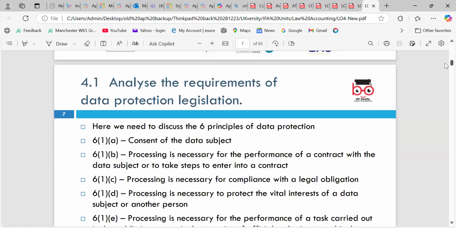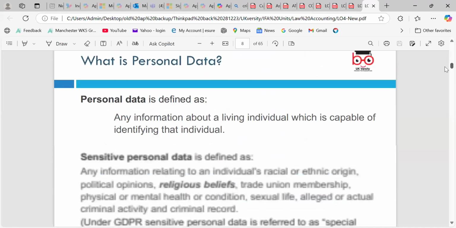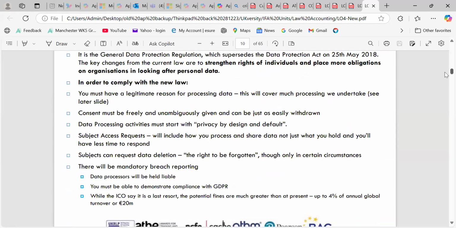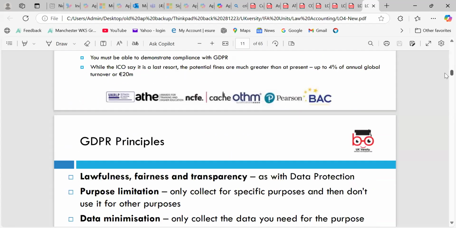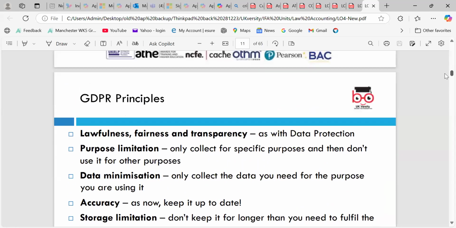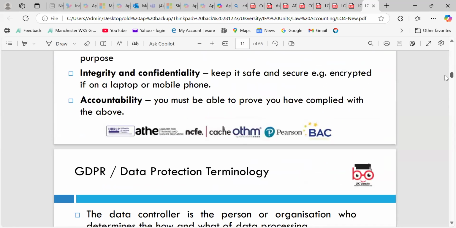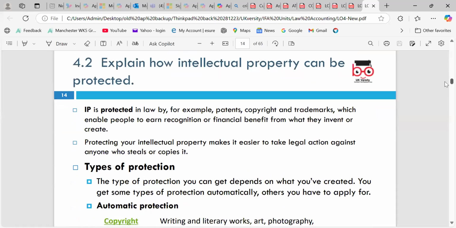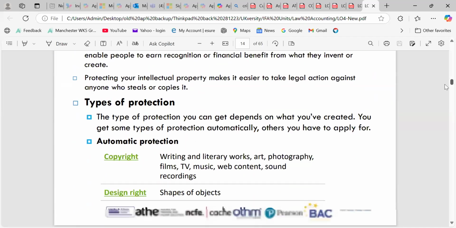Please, for 4.1, you can look around these, which we already had a discussion on, the requirement of data protection. You can read this and go through gov.uk for GDPR. We discussed the 6 principles, so please follow these 6 principles in your assignment. Then 4.2 is also part of this task.